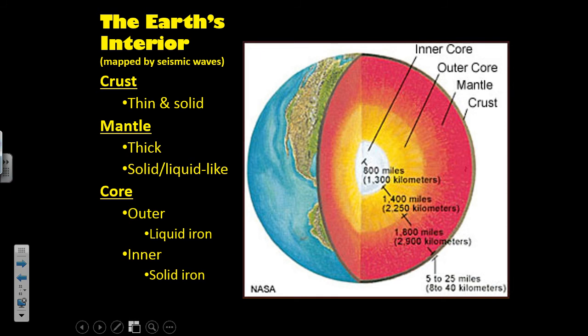And then we have 2 cores. We have the outer core and the inner core. The outer core is liquid iron, and the inner core is solid iron. Again, we've never drilled into the interior of the Earth very far, mostly into the crust, but we know all of this because of using seismic waves to tell us what the interior of the Earth is like based on their rate of travel and their speed of travel and what they're able to travel through and what they are able to not make it through.